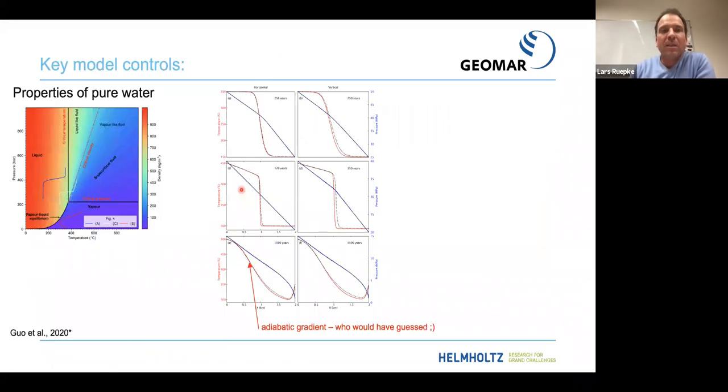Let's quickly talk about what's inside in terms of pure water conditions. If you look, for example, at a phase diagram like this, if it's pure water, there's no chemistry, there's just pressure and temperature. And in that space, you see the different phase fields. Below about 2,200 meters water depth, you are in what is called the subcritical zone, where you have liquid water in the low temperature regime and vapor in the high temperature regime. If you go beyond the critical endpoint, you get into the supercritical domain, where you have a gradual change from a liquid-like fluid into a vapor-like fluid.